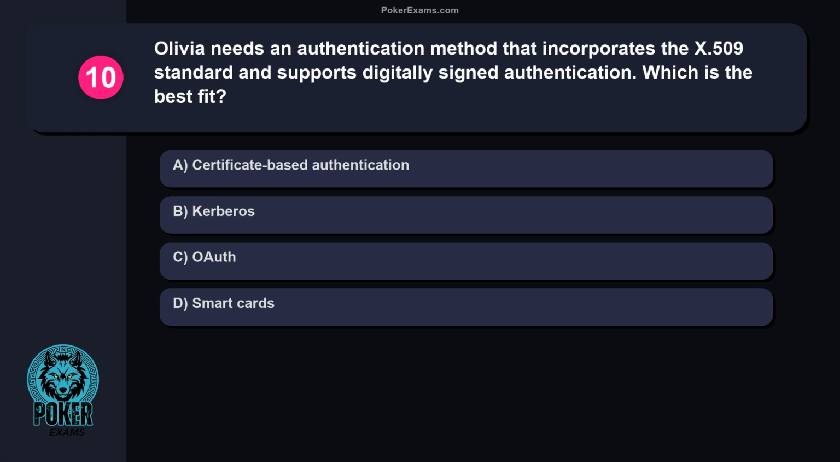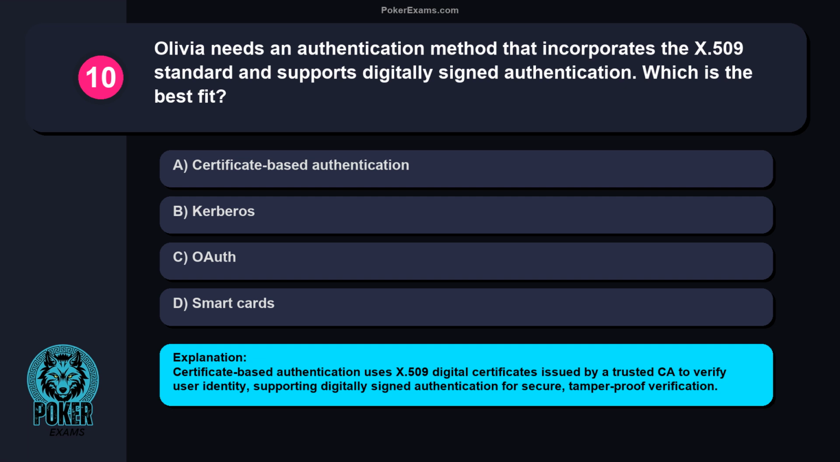Question 10. Olivia needs an authentication method that incorporates the X.509 standard and supports digitally signed authentication. Which is the best fit? Certificate-based authentication, Kerberos, OAuth, smart cards. Certificate-based authentication uses X.509 digital certificates issued by a trusted CA to verify user identity, supporting digitally signed authentication for secure, tamper-proof verification.